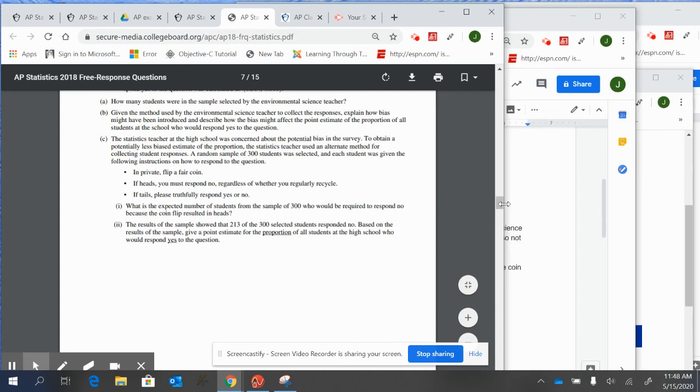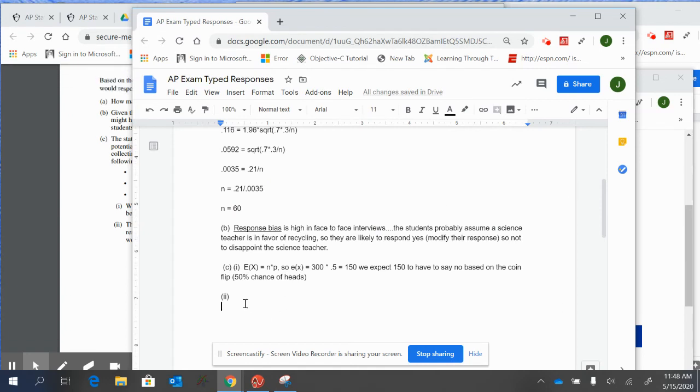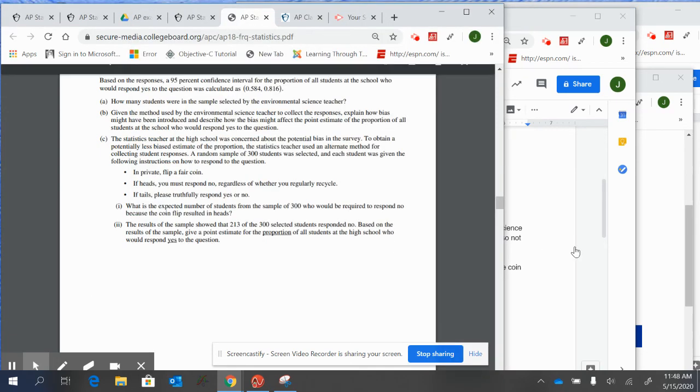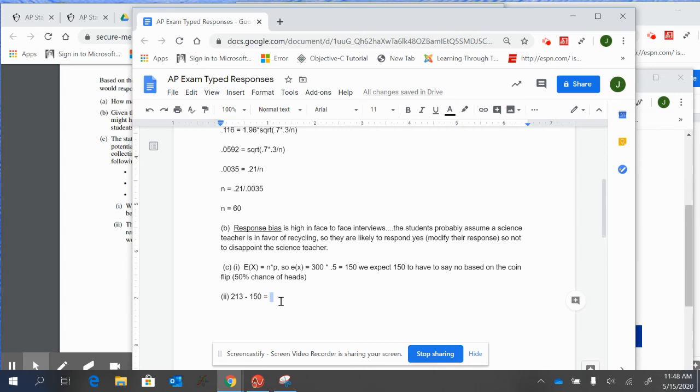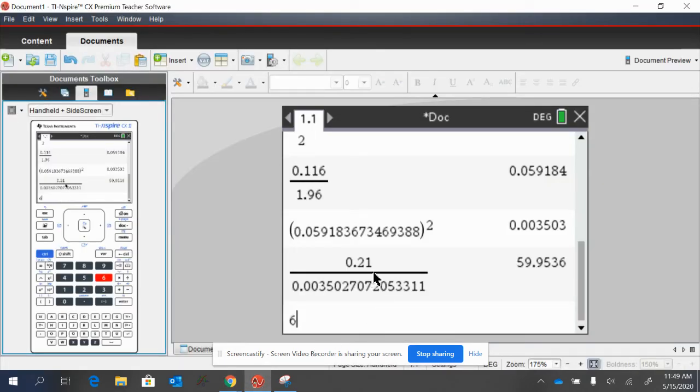All right, so it's 213 out of 300. Basically, I would go 213 minus 150 because I've got to assume 150 had to say no. 213 did say no, so I'm going to subtract that. I'm assuming half, approximately half. So it's 63. So our point estimate p hat would be 63 over 150, which is what's left. Let's see what that is. 63 divided by 150, the decimal is 0.42.